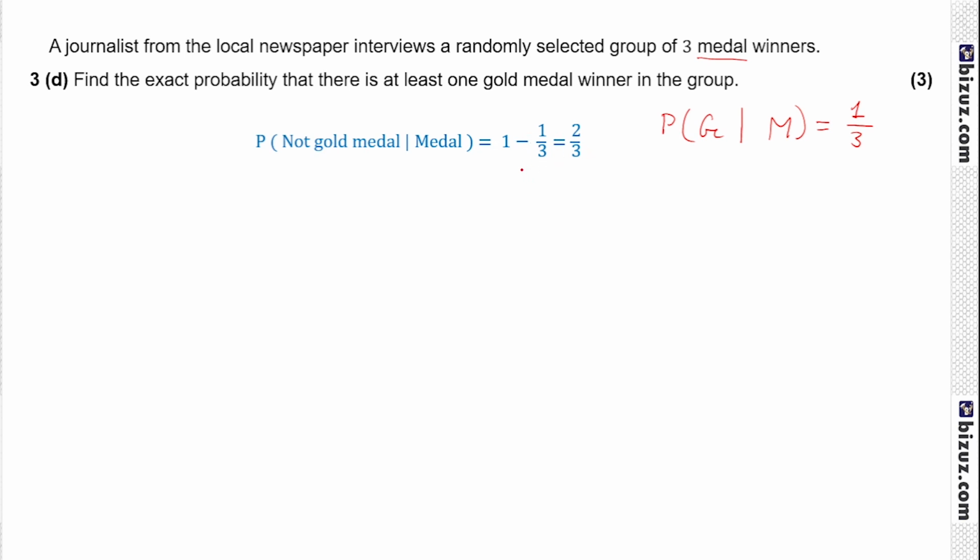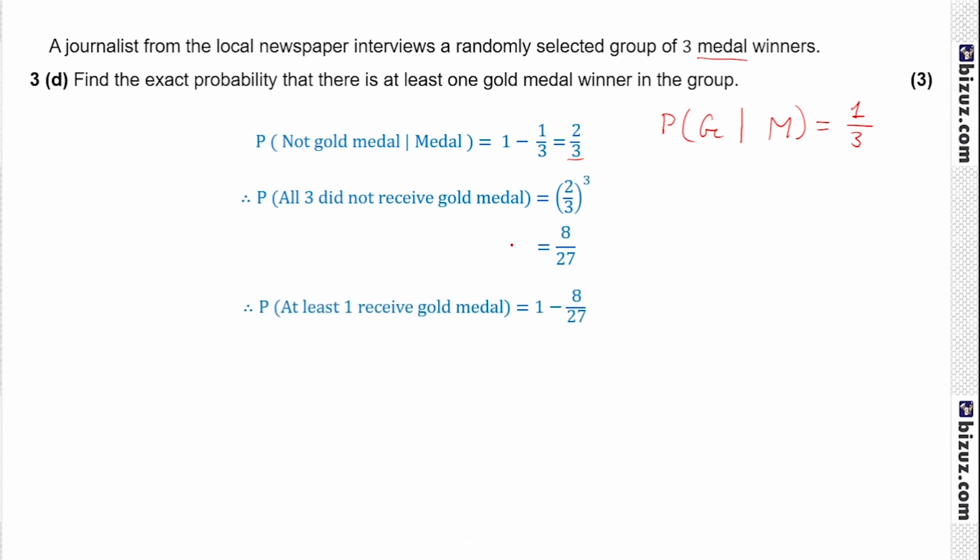It's 1 minus 1 by 3, and that is going to be 2 by 3. Now, the probability that all these 3 medal winners did not receive a gold medal, that's the none probability that I was talking about. So this is just going to be 2/3 multiplied 3 times. So all 3 of them did not receive gold medals, and the probability of that, given that they received a medal, that's 2 by 3. So 2 by 3 cubed, and this is going to be equal to 8 by 27.